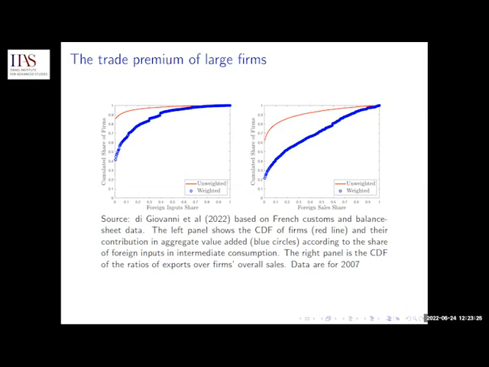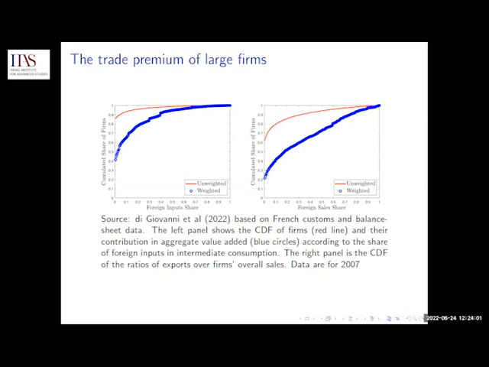to trade. So here on the left-hand side, you're going to have on the x-axis the share of foreign inputs in a firm's intermediate consumption, which is 0 if the firm only sources its input from the domestic economy, and goes to 1 if everything is sourced from abroad. And on the right-hand side, the x-axis is the share of exports in the firm's overall sales. That again is 0 if the firm is not an exporter, and then goes to 1 when the firm exports a lot of its production.